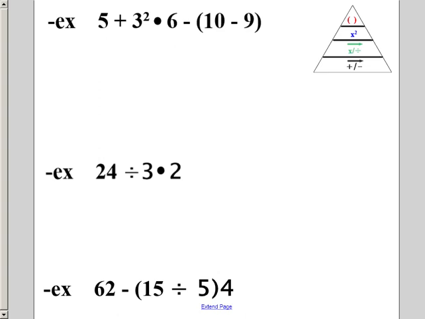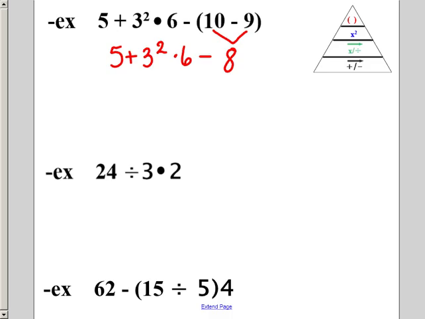All right, on the first problem, do I have any grouping symbols? Yes, I do. The 10 minus 9, which is 8. Now, here's where some of you may not like this, but I'm telling you this is the best, most effective way to work these out. Rewrite the whole problem. Do only one step at a time and rewrite the whole problem after each step. So I have replaced the 10 minus 9 with an 8. So that's now gone, and I need to rewrite everything else. 5 plus 3 to the second power times 6 minus the 8 that I replaced the 10 minus 9 with.